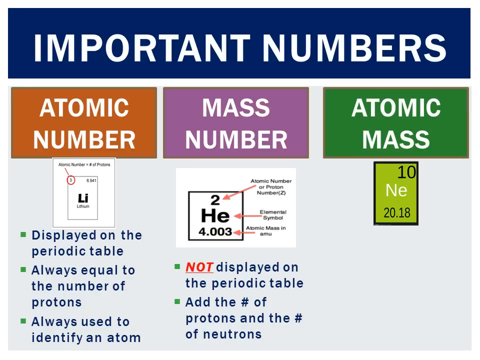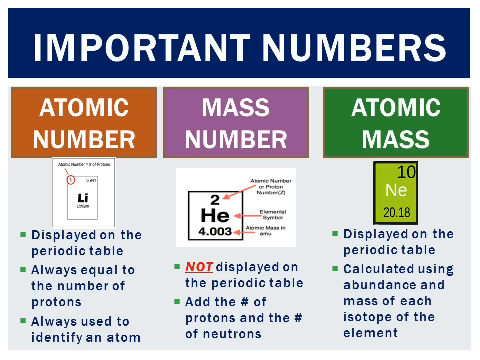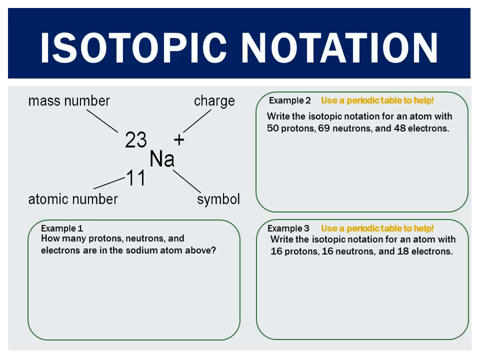The atomic mass. This is the number displayed on the periodic table. It's calculated using relative abundance and mass of each isotope of the element. All that I just said, you're not expected to know yet, but just sort of keep it in mind. We're moving towards this in the next few days. All right, let's look at these examples.